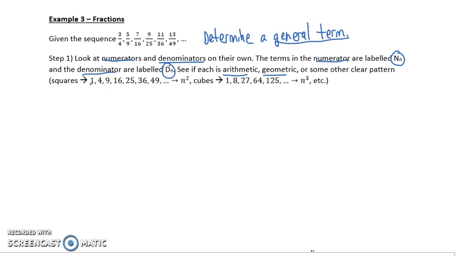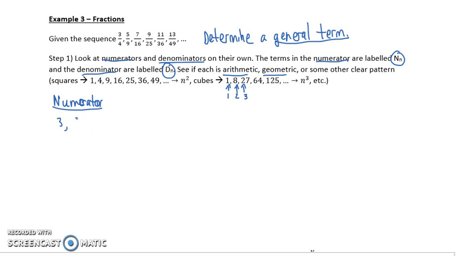And then there are some other things we need to recognize. If we see a pattern 1, 4, 9, 16, 25, etc., that's an n squared pattern because all those values are squared. And if we see a pattern that's going 1, 8, 27, 64, 125, that's an n cubed pattern. That's because this term is 1 cubed, this term is 2 cubed, this term is 3 cubed, etc. So let's look at these separately here. I'm going to look at the numerator on the left, and the denominator on the right.